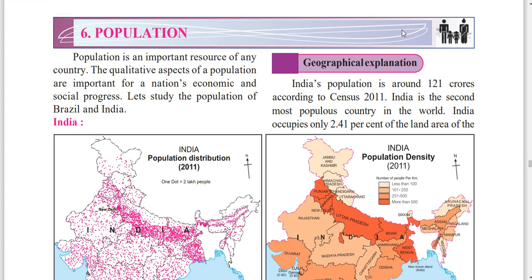Hello, students. Now we will read Lesson 6, Population, of Geography, Class 10th, Maharashtra Board. So let's start. Population is an important resource of any country. The qualitative aspects of a population are important for a nation's economic and social progress. Let's study the population of Brazil and India.